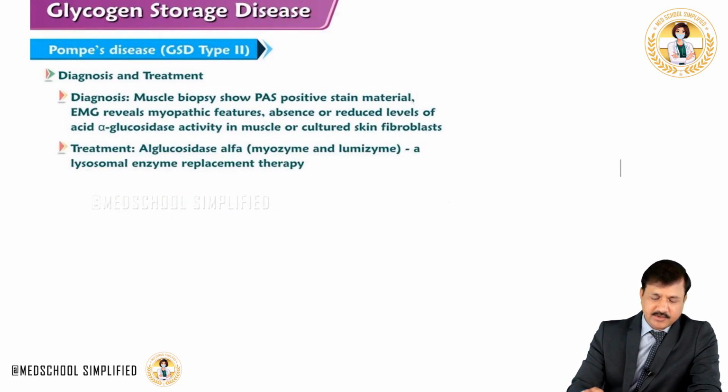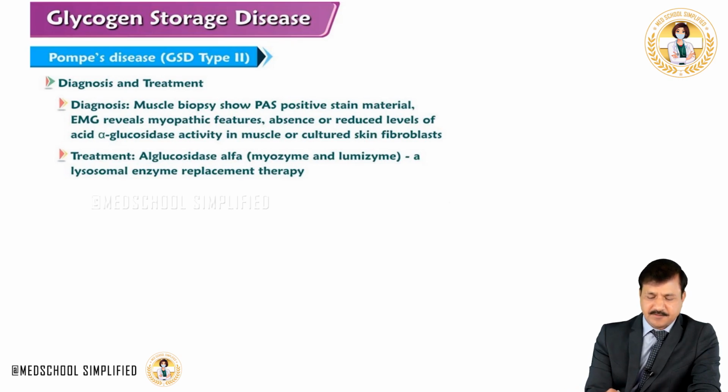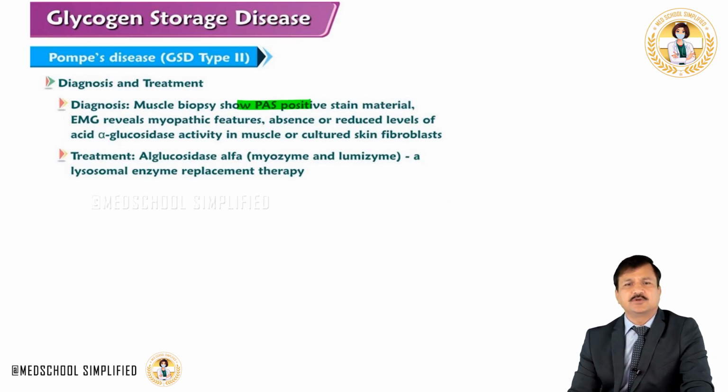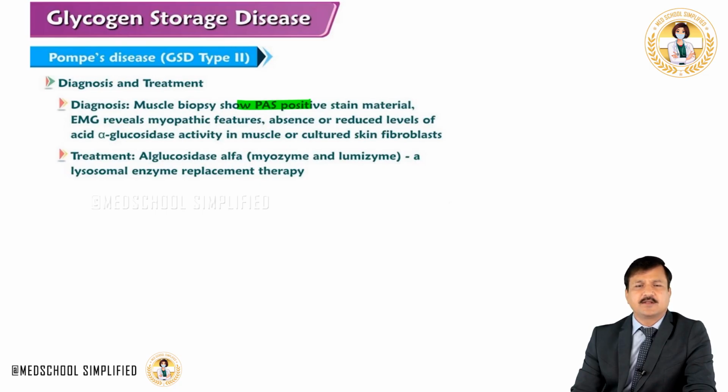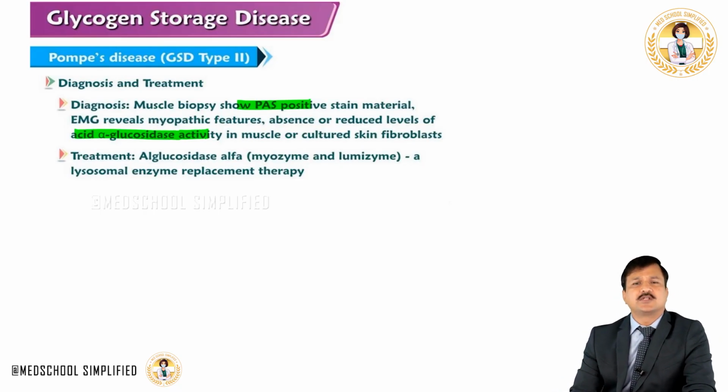Now, how do we diagnose Pompe disease? Diagnosis can be done by muscle biopsy, which shows positive staining material, that is, periodic acid-Schiff stain will be positive. Electromyography can be done looking for specific changes, myopathic features, and also we can measure acid alpha glucosidase activity in the muscle or cultured fibroblasts to confirm the diagnosis.